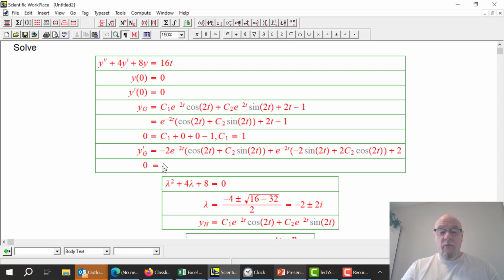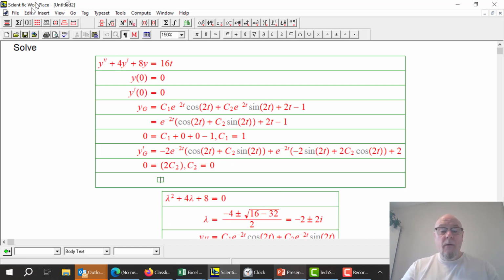So 0 equals, now I'm subbing 0 in this whole piece here. E to the zeros are 1, so I'm just making them equal to 1. Sine of zeros are zeros, so they're gone. Cos of zeros are 1. And so this is minus 2. Oh, this minus 2 and this plus 2 cancel out. So I'm left with 2c2 equals 0. So c2 must be equal to 0.